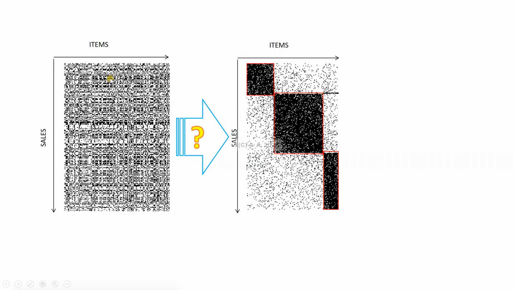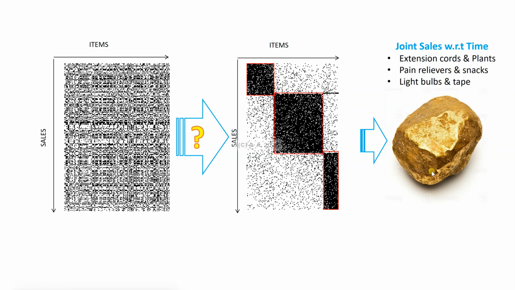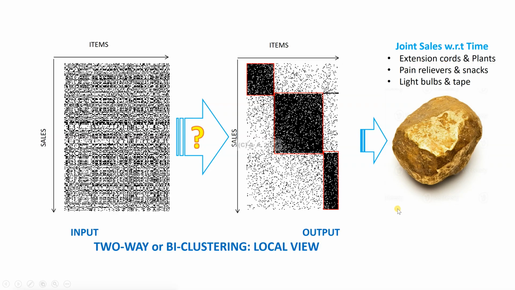Now, if we again work with the same sales matrix and items matrix, and we rearrange, permute the rows and columns, how we do that is a big question, then these bi-clusters are discovered. Bi means we have a subset of rows and a subset of columns. This is not market basket analysis. And then, of course, we can find that golden or valuable information: the joint sales with respect to time of different products which apparently don't have any relationship between them. So this is the input, this is the output, and we have a two-way or bi-clustering. The objective of this video is bi-clustering. This may seem nonsense, but it makes some sense, and of course, it makes a lot of sense.